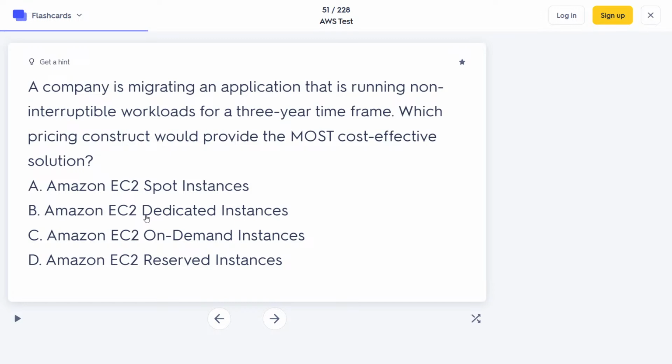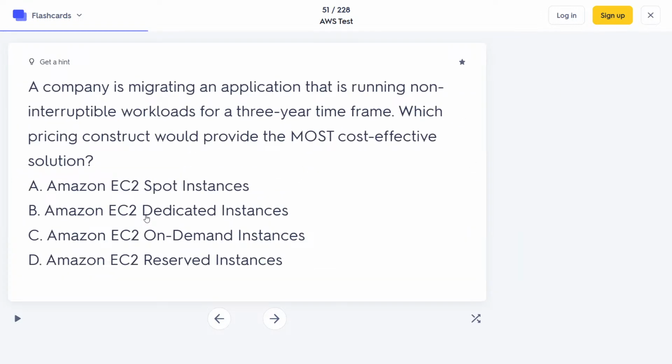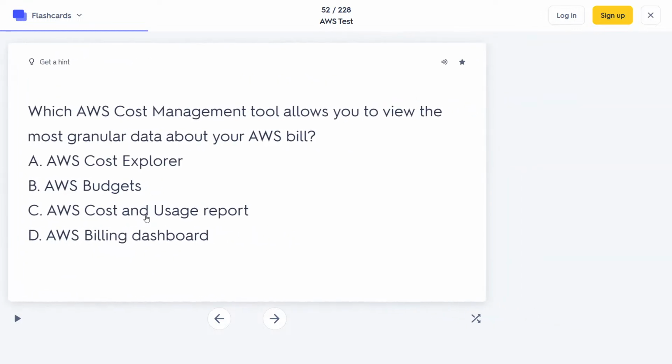Now a company is migrating an application that is running on a non-interruptible server for three years. I will say you should use the reserved instance because you need it for three years and it is non-interruptible. So reserved is best for you, especially because it is long term, my friend.